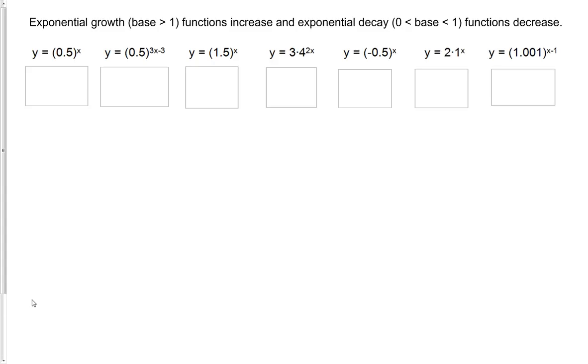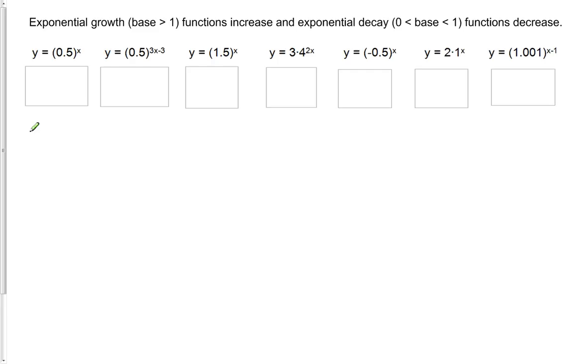Now we're going to take a look at exponential growth and exponential decay. The only trick to these types of problems is looking at the base of the exponential term. If that base is greater than 1, it is exponential growth. If it is between 0 and 1, it is exponential decay. Everything else is an illegal base for an exponential.